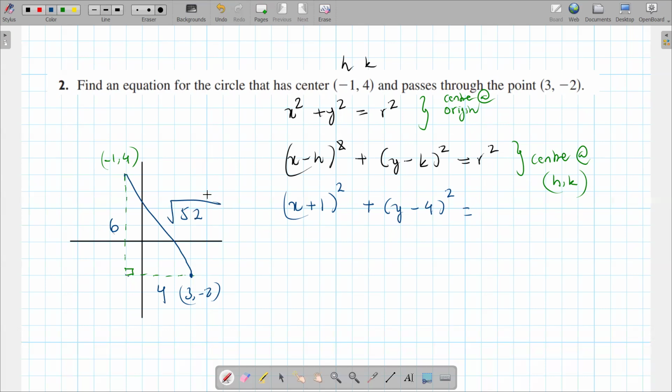If the radius is square root of 52, what's r squared? It's 52. So there you go. This is the final answer for this question. Again, it's not that difficult. You just need to know the general form of the equation of a circle.